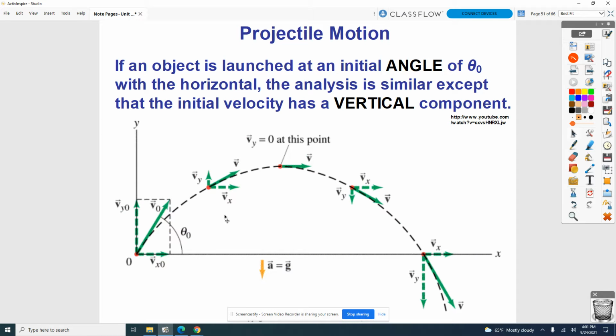As you recall, anytime we have a velocity or any kind of vector that needs to be resolved, we simply use that the horizontal component, in this case v naught x, would just be v naught multiplied by the cosine of the launch angle, provided that angle is relative to the horizontal. And of course, v naught y would be v naught multiplied by the sine of that angle.